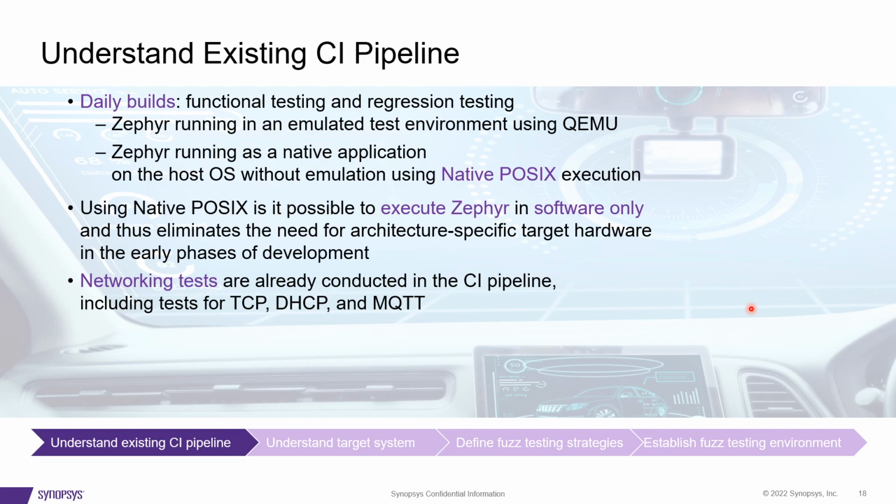We also have cases where Zephyr is running as a native application on the host OS without emulation, using native POSIX execution. So this is interesting because using native POSIX, it's possible to execute Zephyr in software only. And that eliminates the need for any architecture-specific target hardware, especially in the earlier phases of development. There are also already networking tests conducted in the CI pipeline, which includes tests for TCP, DHCP, and MQTT.